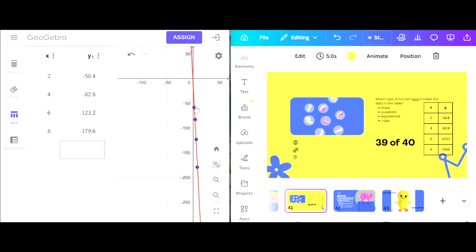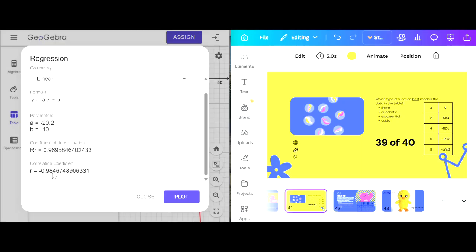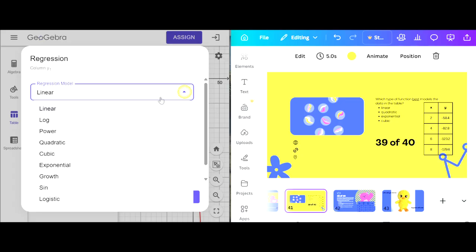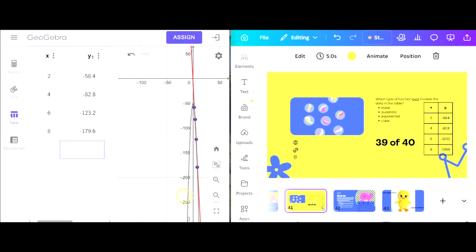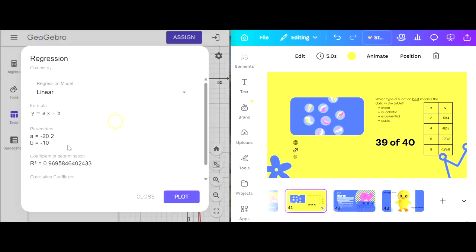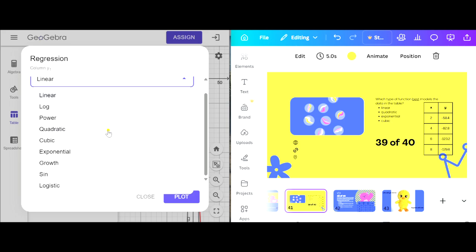Okay, so looking at this, you can see we only have 4 points, and it looks reasonably straight. It might be a little towards exponential, and how we can figure this out is let's go to regression. If we come down here, the correlation coefficient is very close to -1, which is a good thing. Let's go quadratic. Plot. And let's look at the coefficient here. It's -0.984. Oh no, this is still linear. Let's look at quadratic.